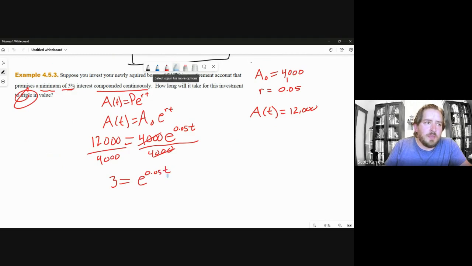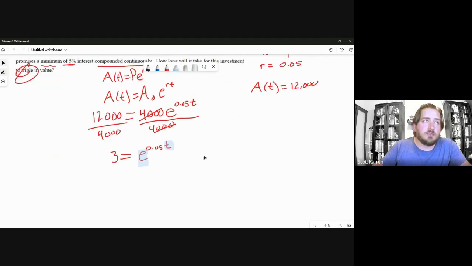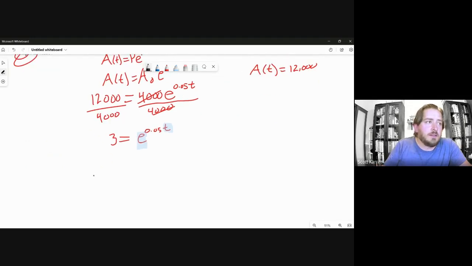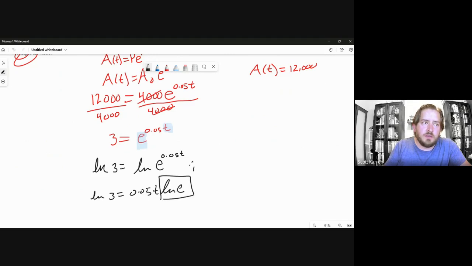But when this t is up in the exponent, that's your cue to take the logarithm of each side. And since e is my base here, I really want to take the natural log of each side because stuff will simplify nicely. So I do. Natural log of 3 is equal to the natural log of e to the 0.05t. That 0.05t comes down as a multiplier, so I have natural log of 3 is 0.05t times the natural log of e, but the natural log of e is 1.